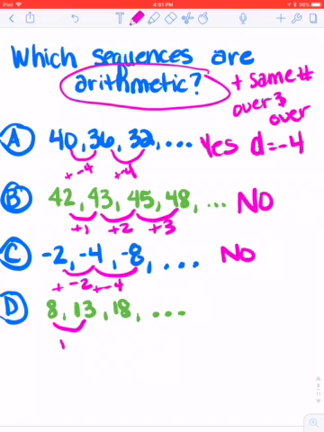On the last one, I would add 5 to get from 8 to 13, and then 13 to 18 is the same thing. So it would be yes, and your difference is 5. Okay, you have a bunch of examples from today, so be sure to look over those in your notebook.